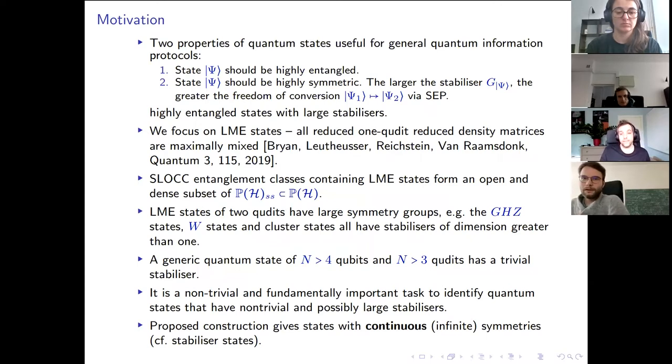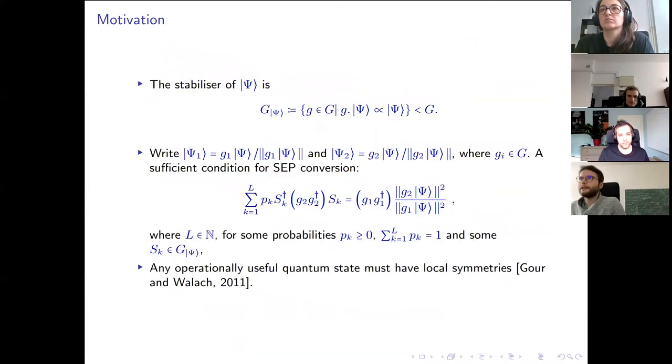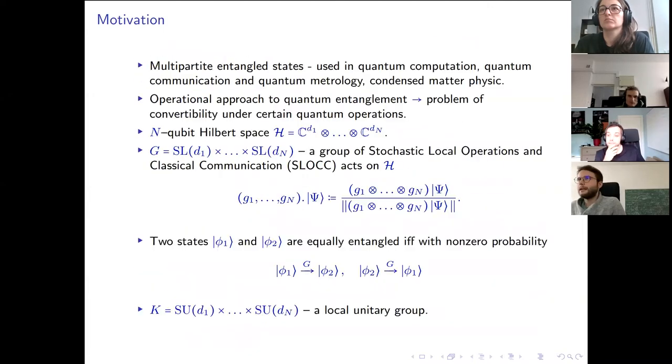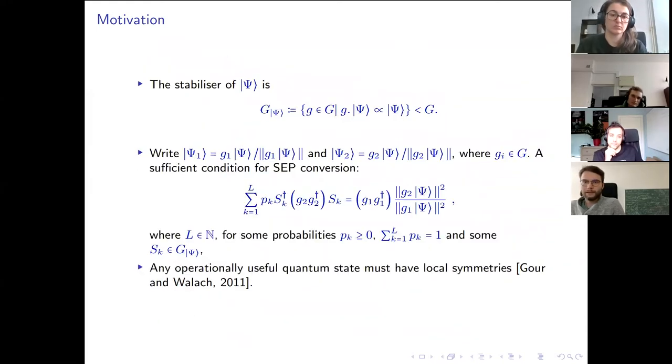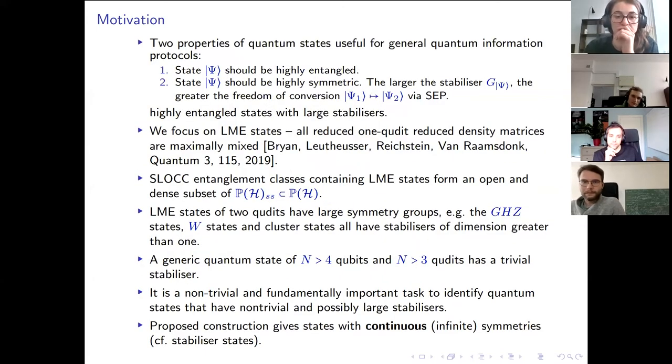So we focus on a particular kind of highly entangled states, which are called LME, from locally maximally entangled. The definition is that if we take any one-qubit reduced density matrix, then it is maximally mixed, so it is just proportional to identity. If you have some n qubits and you take the reduced density matrix of any of these qubits, it will be maximally mixed. Then it's an LME.